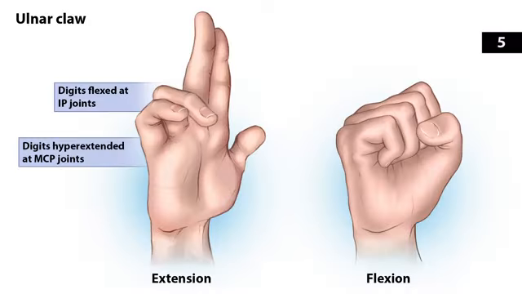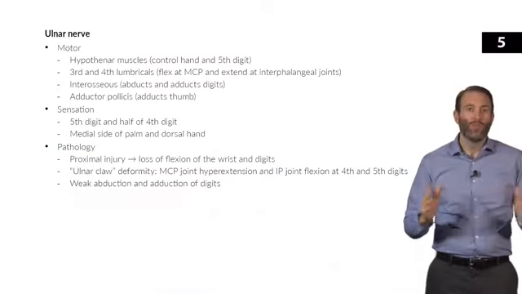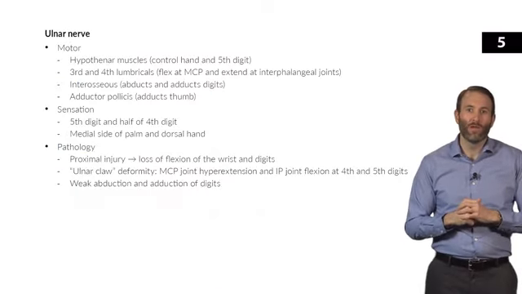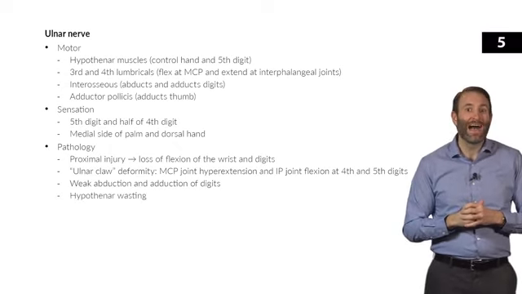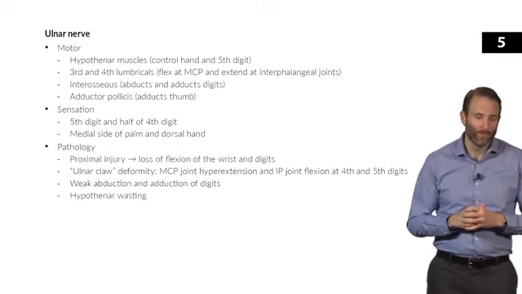So remember that the third and fourth lumbricals acted to flex at the MCP joint and extend at the interphalangeal joints. So if we lose the third and fourth lumbricals, then the fourth and fifth digits will be hyperextended at the MCP joints and then flexed at the IP joints. With the interosseous muscles impaired, there will be more difficulty with abducting and adducting the fingers. You may also see hypothenar wasting as well.